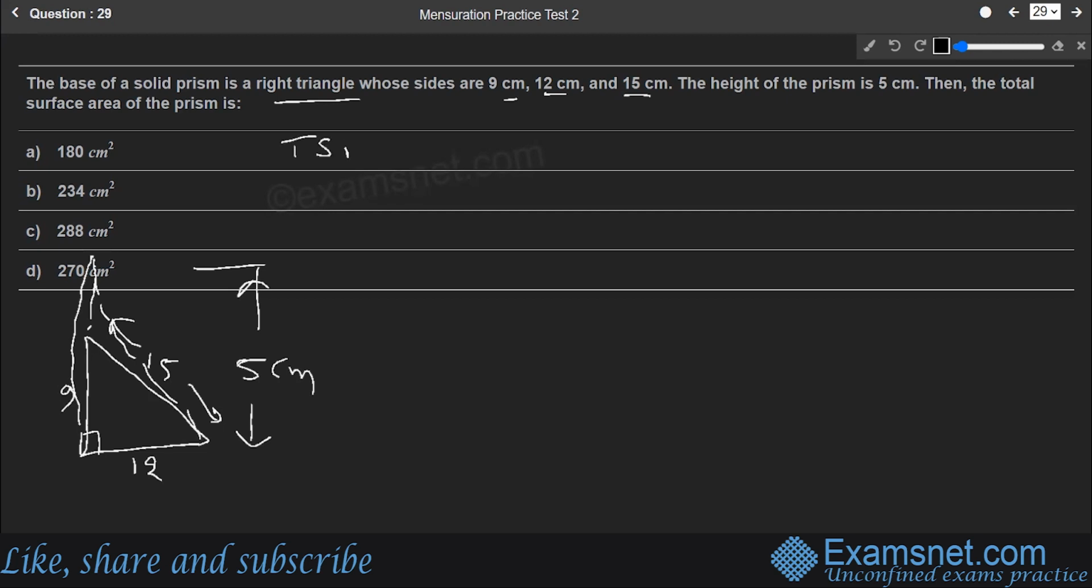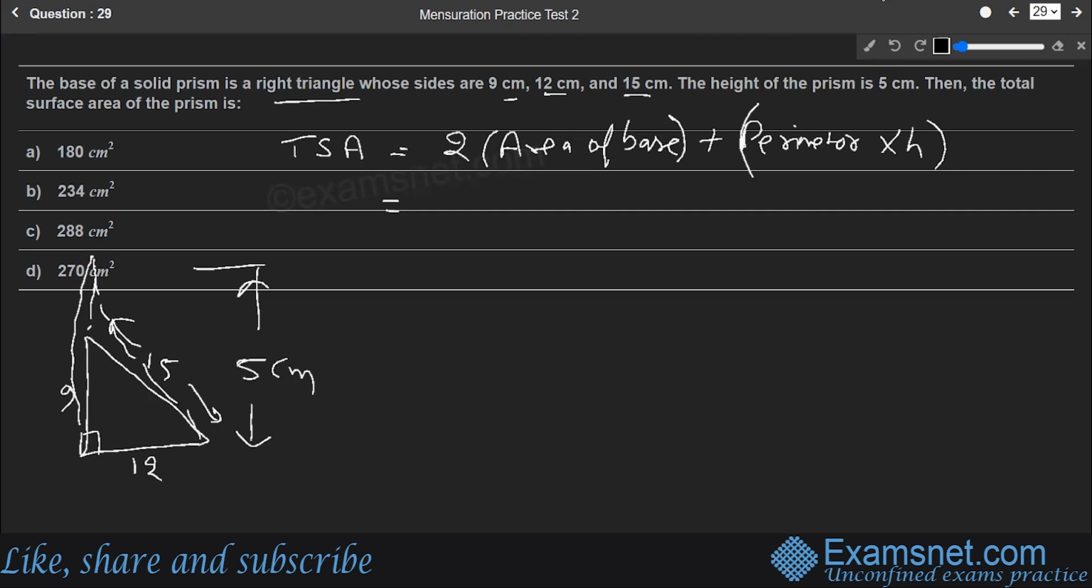The total surface area of a prism is given by twice the area of the base plus perimeter into height, where perimeter is the perimeter of the base. Let us find this out. Twice the area of the base. The base is a right angle triangle, whose area we can easily find out. The sides are 9, 12, and 15. So we are supposed to find the area of the base.